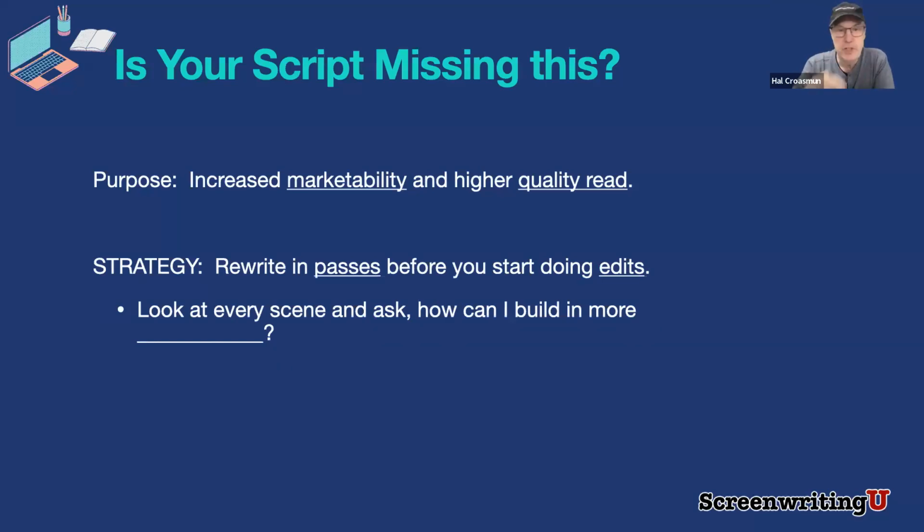But basically what you're doing is you're looking at every scene and you're asking, how can I build in more character? And you take one thing and you run it all the way across the script. So if I'm looking at my lead character, let's say my protagonist, and let's say that she's somebody who is incredibly capable, but at the same time, she also has a lot of anxiety. Let's just pretend. Is that showing up every time we see her?